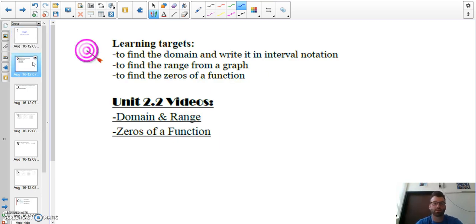So what are our learning targets for today? 2.2 is going to come in two parts. Today we're going to discuss domain and range. In the next video, we'll discuss the zeros of a function. Our learning targets of the day are to find the domain and range and write an interval notation, and to find the range from a graph as well.